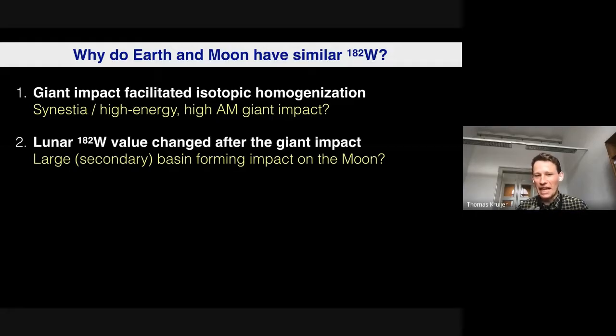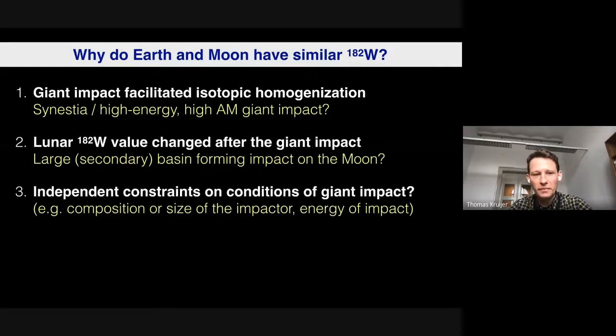So it's a bit of an ad hoc explanation. And it would maybe mean that even the very rocks, the lunar rocks that we use to study, say, the lunar magma ocean processes, they would also be affected by such a large secondary basin. So that's also not so satisfying.